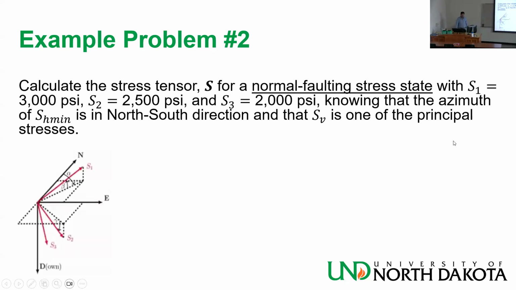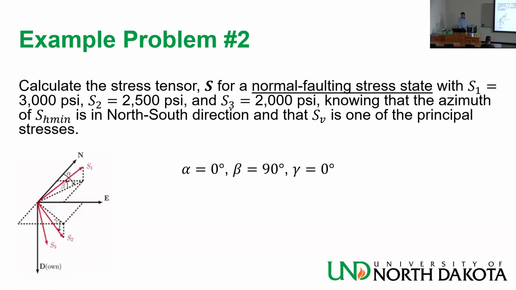Okay, so alpha is taken clockwise from north to S1. Beta is from the flat point all the way up to S1. Gamma is the inclination, basically. And these are the angles.